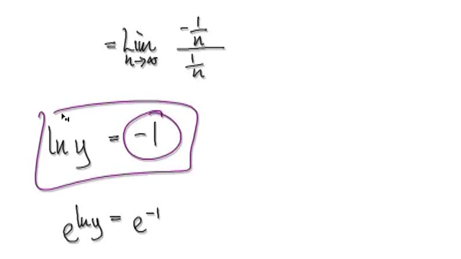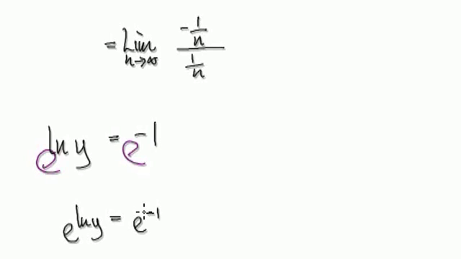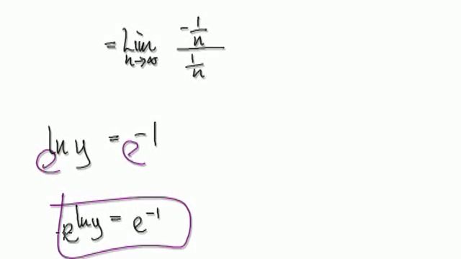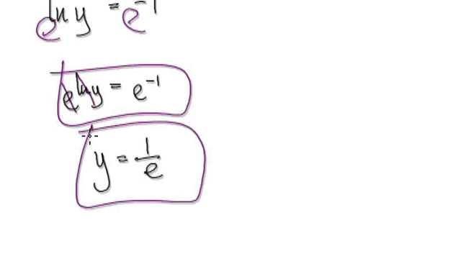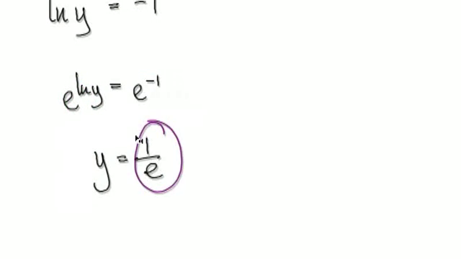So now from here, e to the power of both sides. That will then give you this. And then these two in a way cancel each other out, giving you this. So the limit is actually 1 over e.